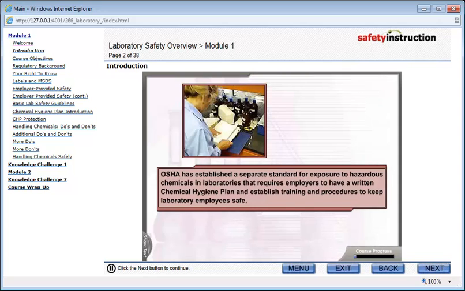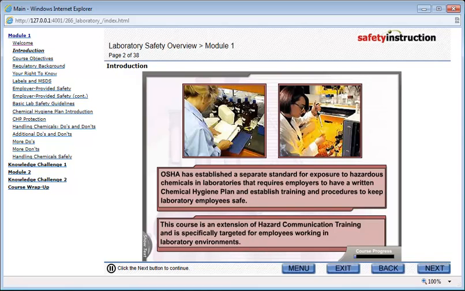OSHA has established a separate standard for exposure to hazardous chemicals in laboratories that requires employers to have a written chemical hygiene plan and establish training and procedures to keep laboratory employees safe. This course is an extension of hazard communication training and is specifically targeted for employees working in laboratory environments.